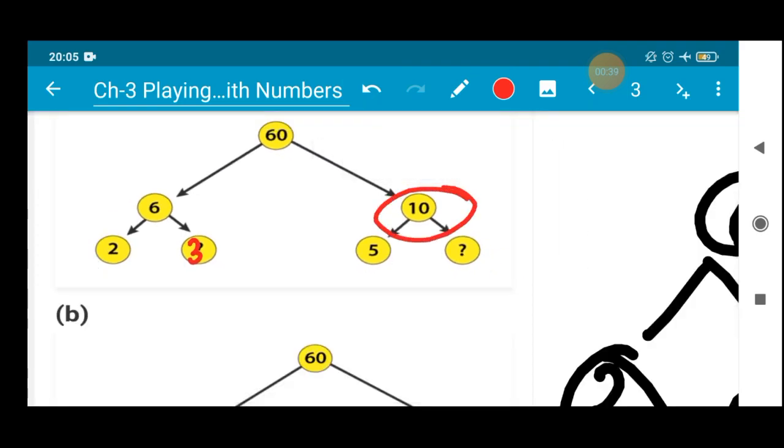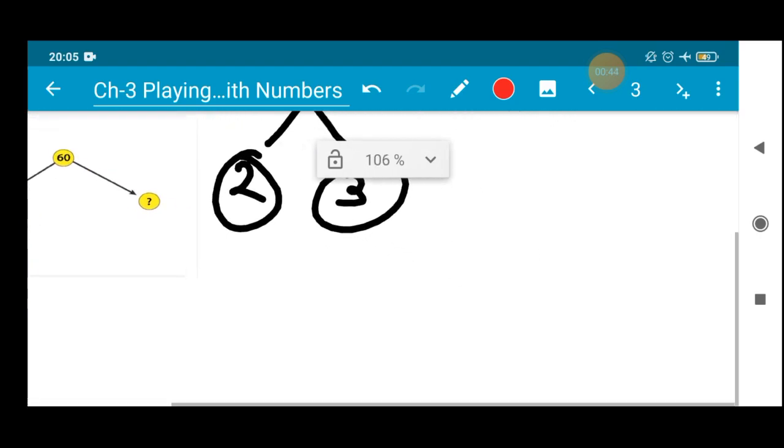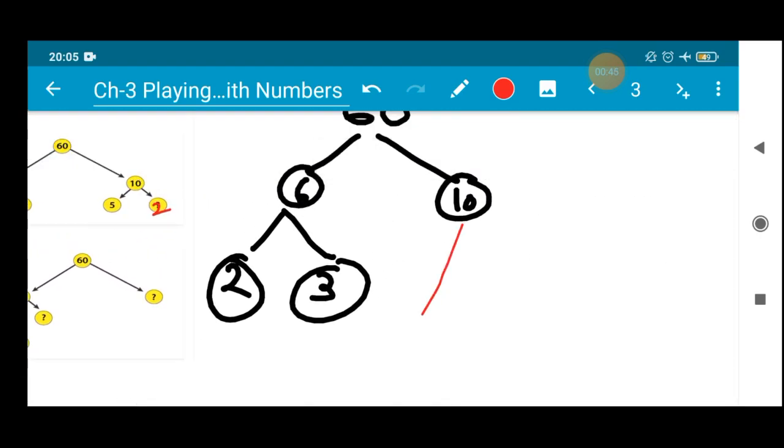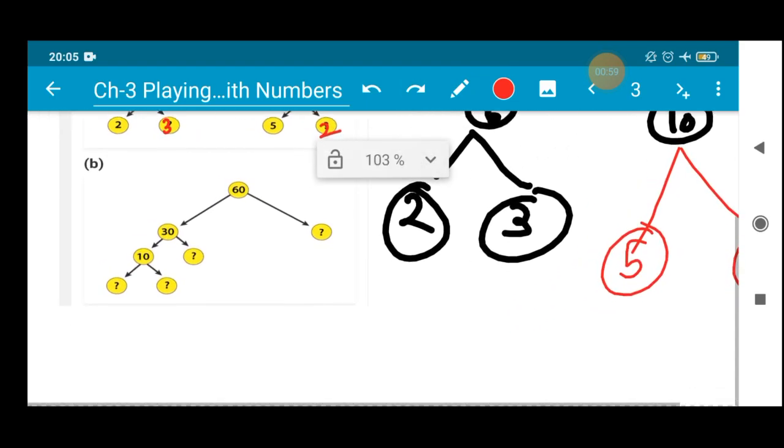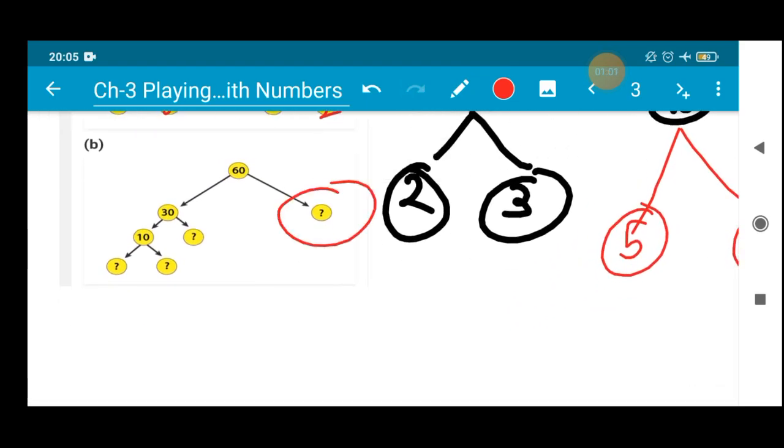Now to get 10, what do we have to do? 5 into 2 is 10, right? So here we can write 5 into 2 is 10. So these 2, 3, 5, 2 are the factors of 60, which we got using the factor tree. Okay, now next we have to fill this blank circle here.